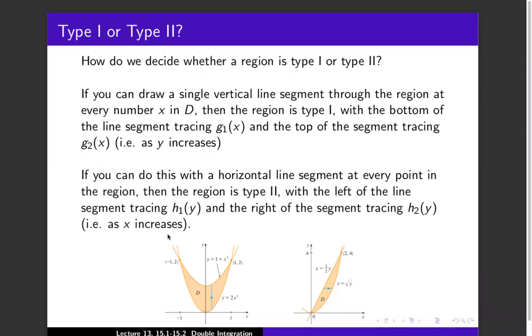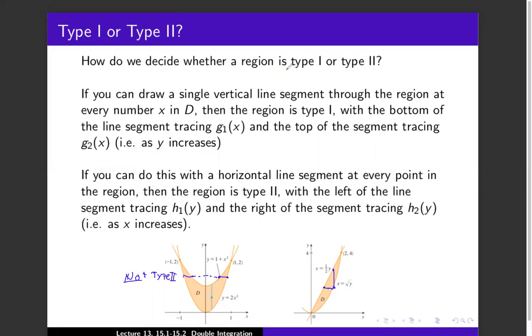Now, in particular, this region is not type 2, because if you try doing that with one of these horizontal line segments, you're going to get 2 different segments. Because you get these 2 different line segments, that goes outside of the region, so this is not type 2. But the region on the right side, we said, is both type 1 and type 2 because you can draw a vertical line segment or a horizontal one. It will work in both cases.